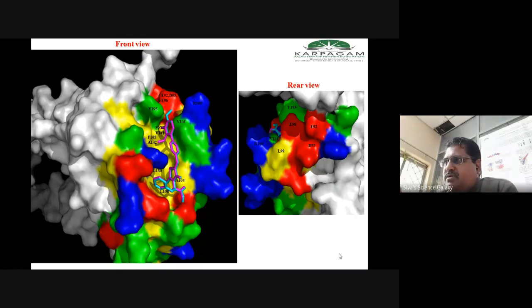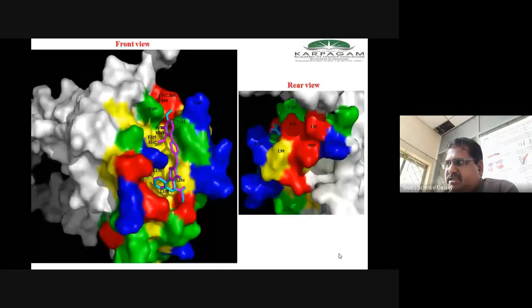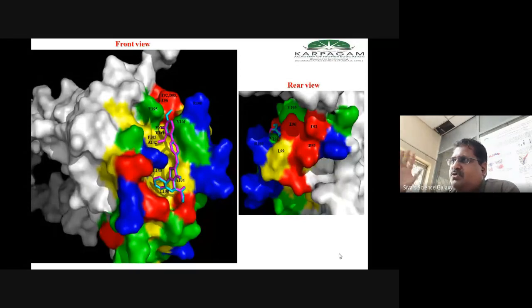The 34 fits perfectly into the groove, within the groove. But 35, look at the 35. The methoxy group is exposed to the negative environment.